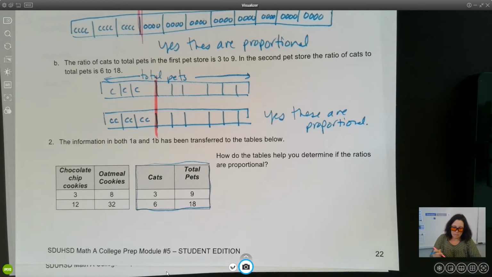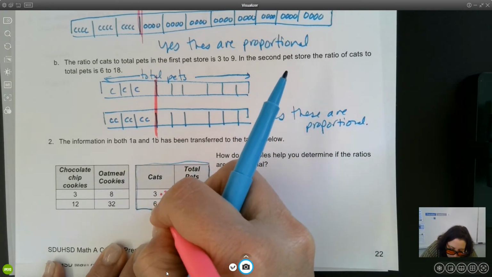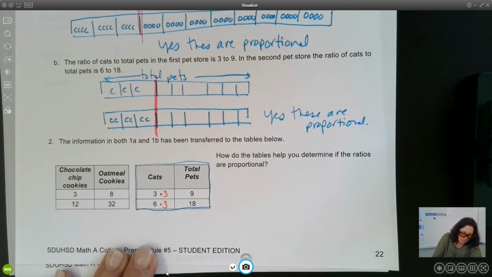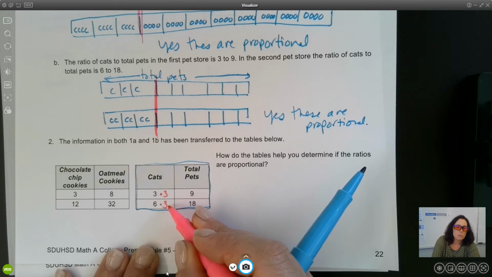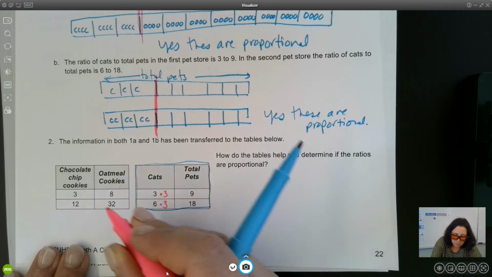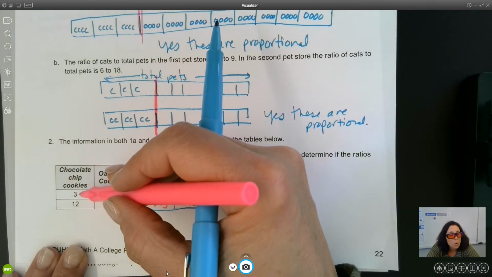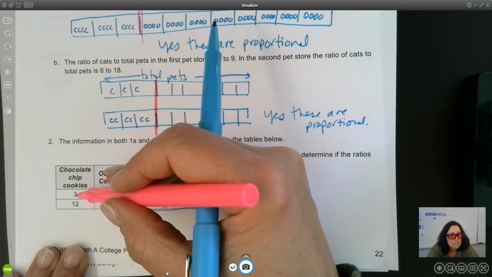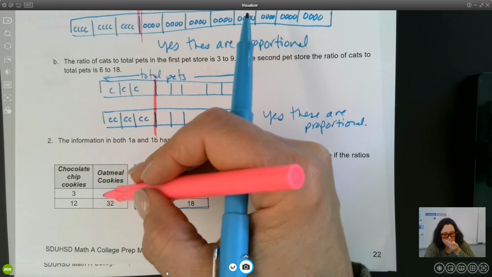Hopefully you're thinking that's a 3 and that's a 3. If this number is the same, guess what? The relationship is proportional. Let's look at this one. This is harder because it's not a nice even whole number. So 3 times something is 8. I just gave away the answer.